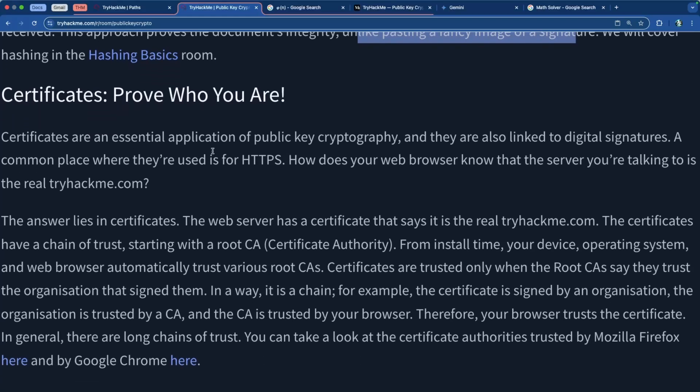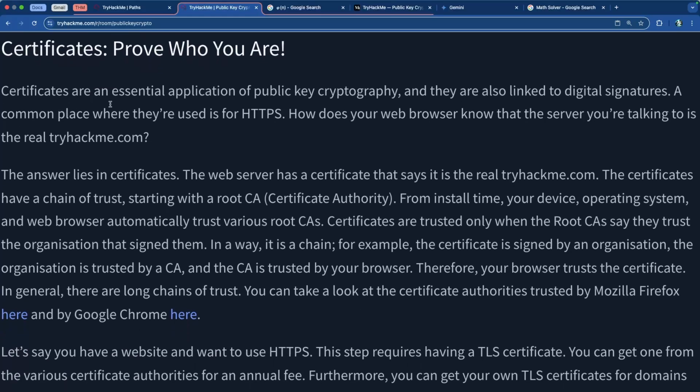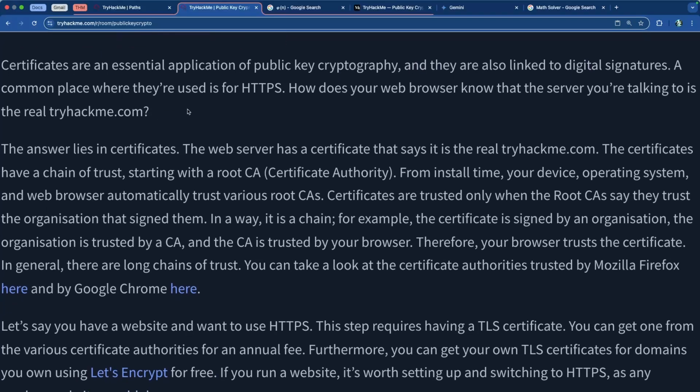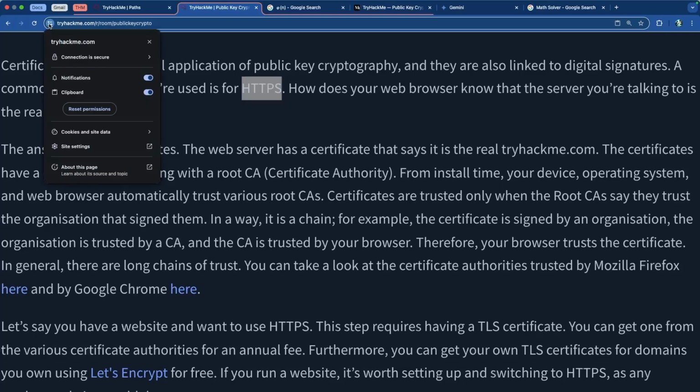So certificates prove who we actually are. They're an essential application of public key cryptography, and they're also linked to digital signatures. A common place where they're used is for HTTPS, which we did in the last video, just to demonstrate it for you. If you go to your browser and you click into the button that's right next to the actual domain in the URL, there's something right here that says connection is secure.